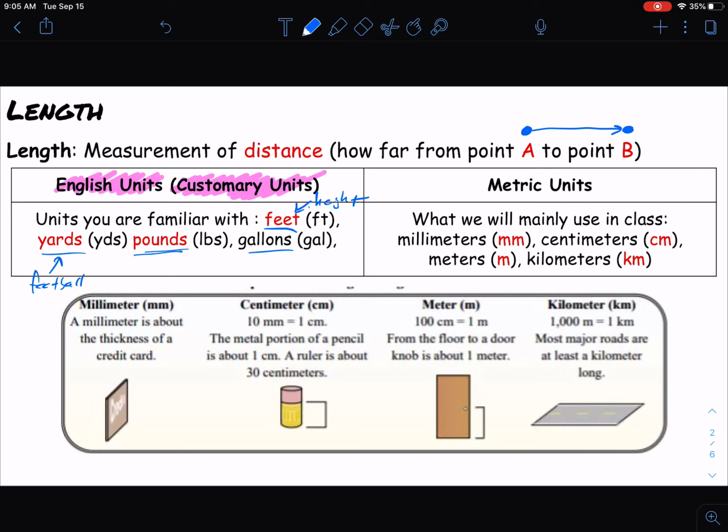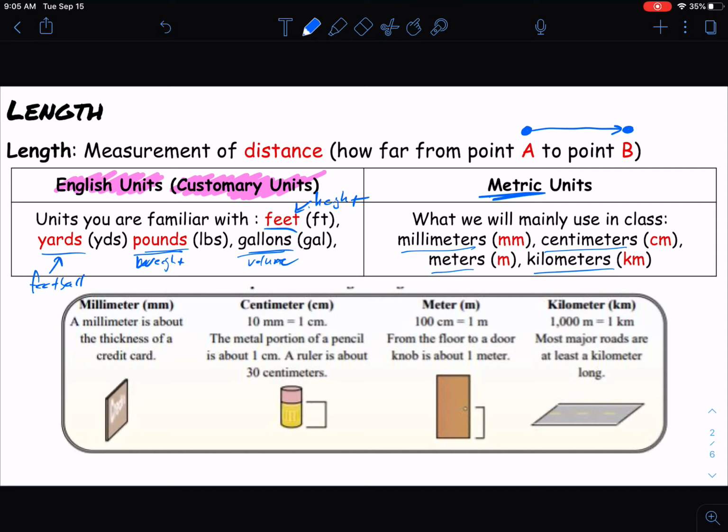Now again, pounds and gallons are not English units for length. Pounds is for weight and gallons is for volume. But they're just here to give you an example of what you're used to with customary units. We're focusing, though, this year on metric. Metric units are things like millimeters, centimeters, meters, and kilometers.